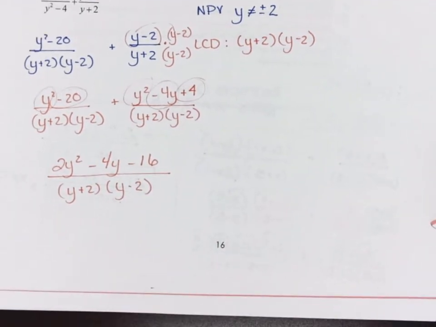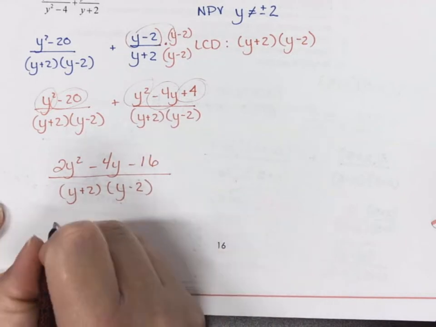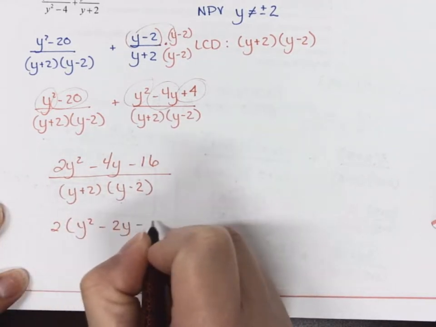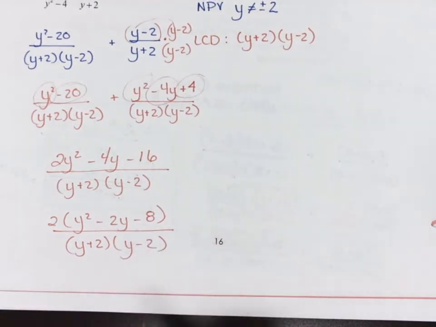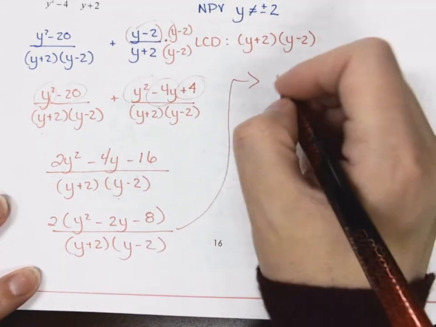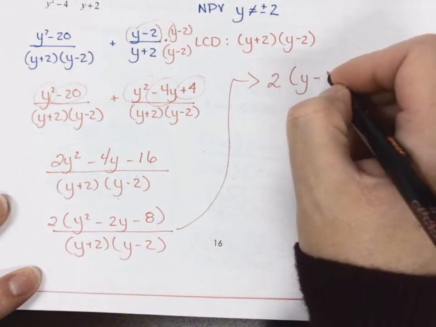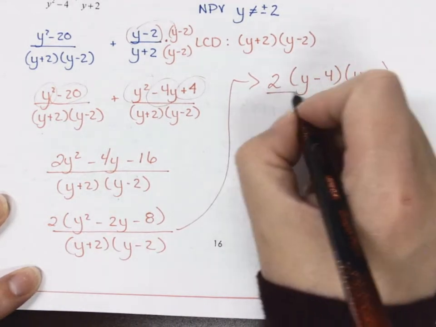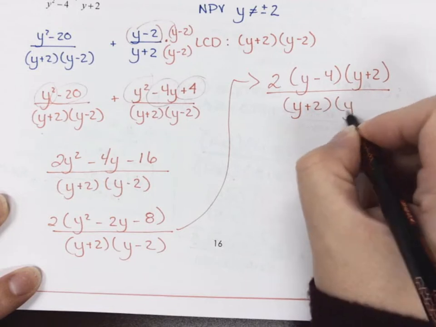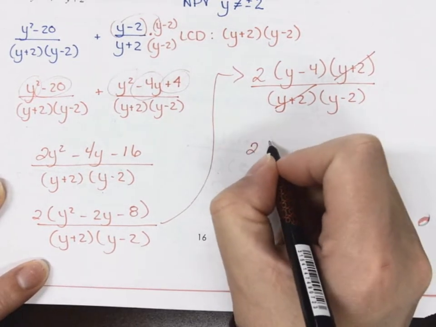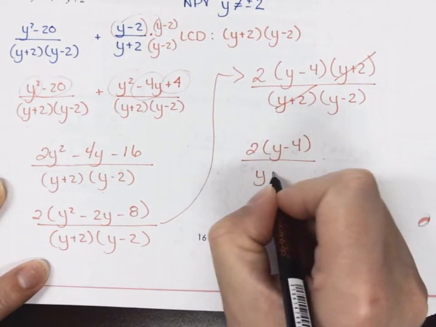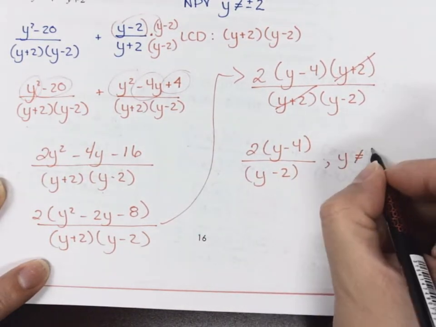What do I do now? We can common factor something out and see if we can simplify it even more once we get it together. So we're going to take out that 2, y squared minus 2y minus 8. This is exciting. Can I factor this? Super exciting. So this one factored is going to be y minus 4, y plus 2 over y plus 2, y minus 2. What can I cancel out here? Y plus 2. So 2 times y minus 4 over y minus 2, where y cannot equal plus or minus 2.